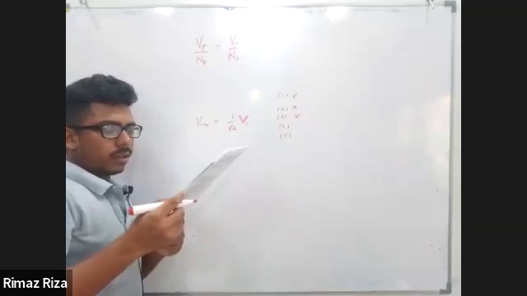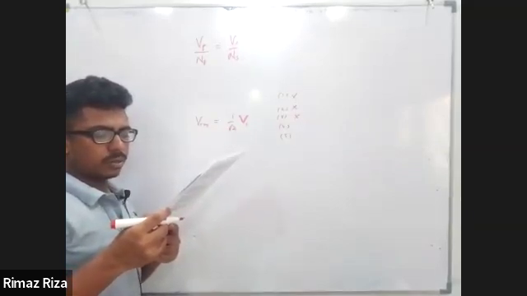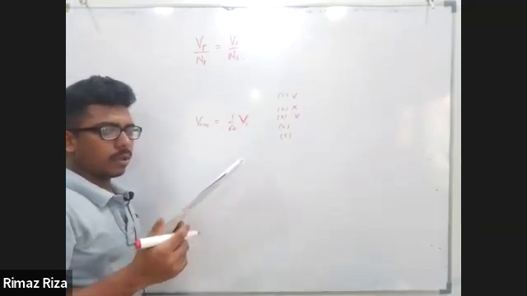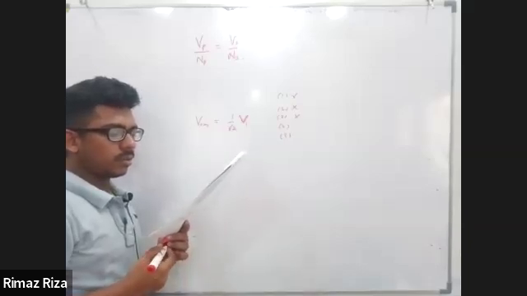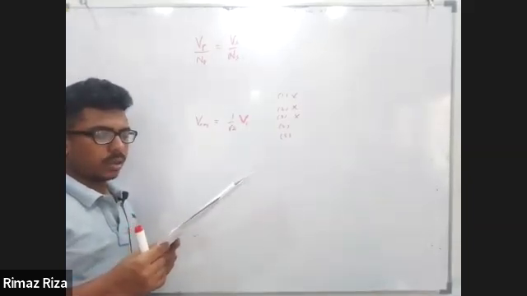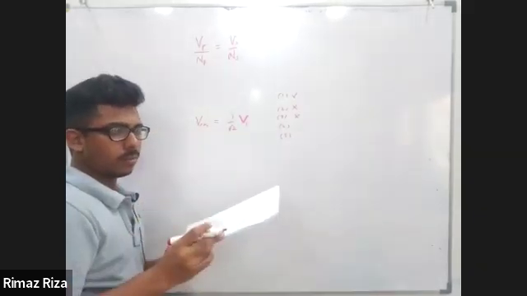4. The only reason why the core becomes warm after some time is the heat generated due to the resistance of the coils. No, there is eddy current also. The laminations are put in the transformer core to reduce that eddy current.